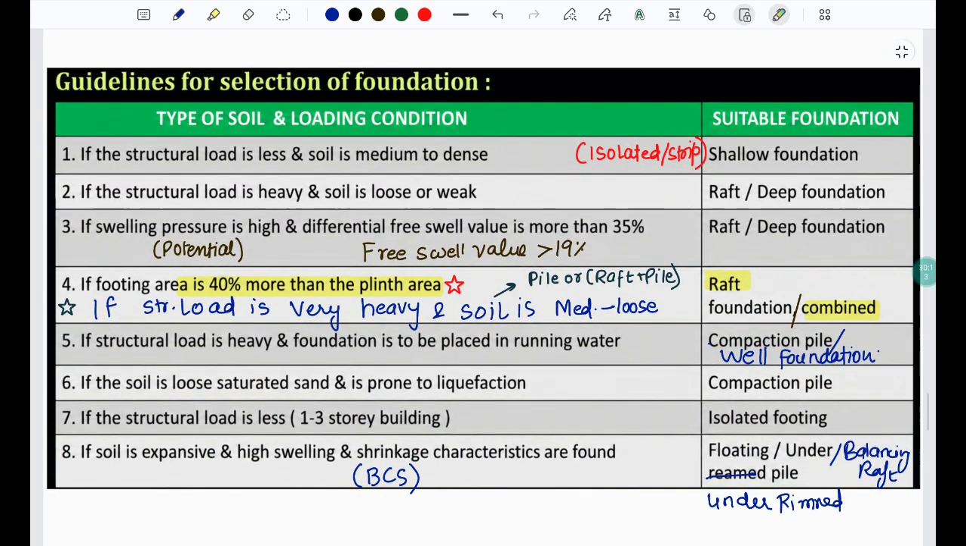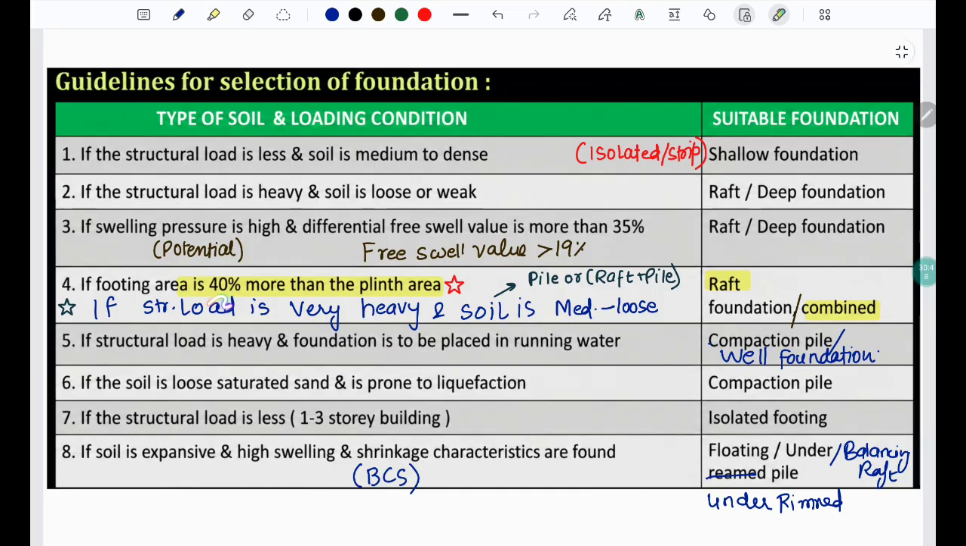Now there are certain guidelines for selection of foundation. If the structural load is less and the soil is medium to dense, then we will go for a shallow foundation, that is isolated or strip footing. If the structural load is heavy and the soil is loose or weak, since the load is heavy, we'll go with raft or deep foundation. If the swelling potential is high, with differential free swell value more than 35% and free swell value greater than 19%, we'll go with raft or deep foundation.